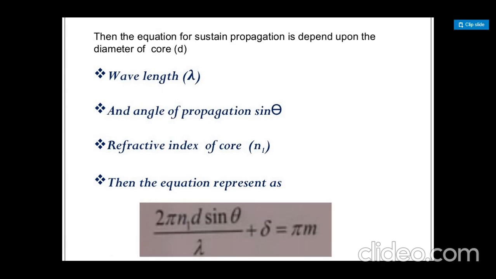In that, students, we covered this concept, the sustainable propagation and the diameter of the core, when we have a diagram. It depends upon 2 pi n d sine theta by lambda plus delta is equal to pi m. Okay, this is the equation, which involves our refractive index, and our equation for propagation in our core depends on it.